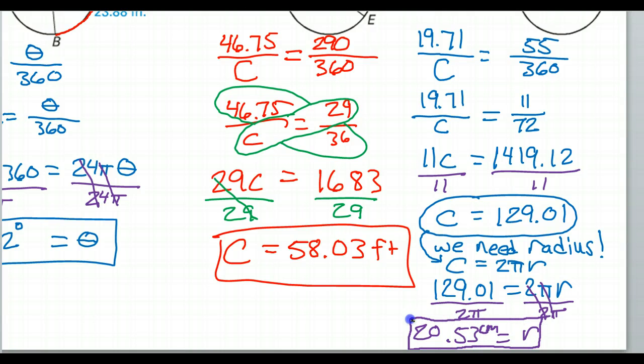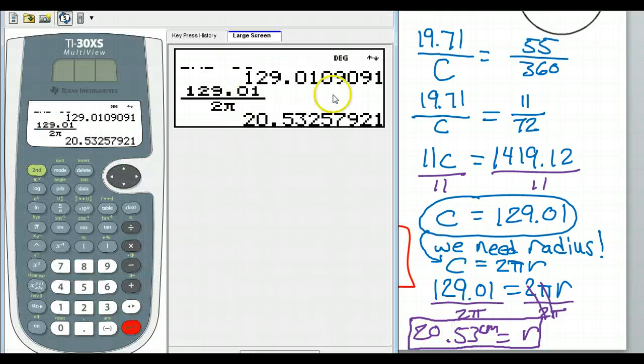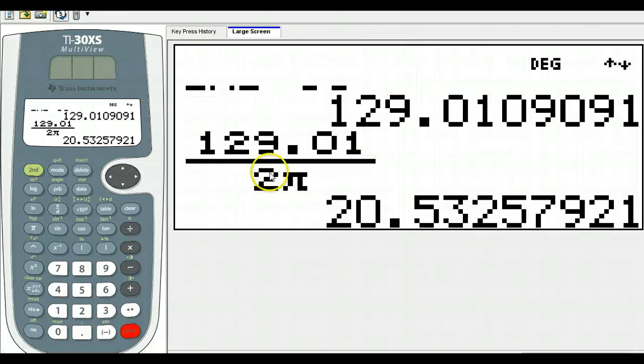Alright, it just occurred to me something that I need to point out to you guys. Just then, when I put this in my calculator, I was very careful to type this in as a fraction with a numerator and denominator, just like this. I did not want to use this division sign. I just remember that that's a common mistake that students make. Notice the answer is 20.53. Now let's look back and see what would have happened if I did 129.01 divided by 2 pi without making it a fraction like this.